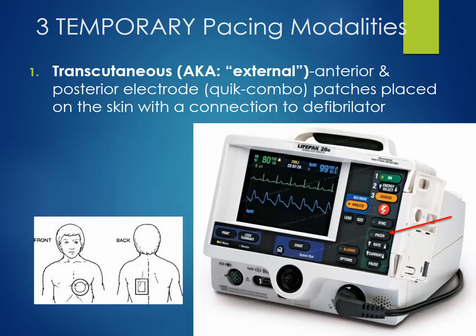You grab the code cart, put a pad on their chest, right around where V4 would go, and a pad on their back between the spine and the left scapula. And you change the mode on the defibrillator to pacer mode, which you can see here. We select a rate such as maybe 80 or 90 beats per minute, and then we select a voltage, how much electricity we're going to actually send with each one of those beats. And now we're transcutaneously pacing our patient.